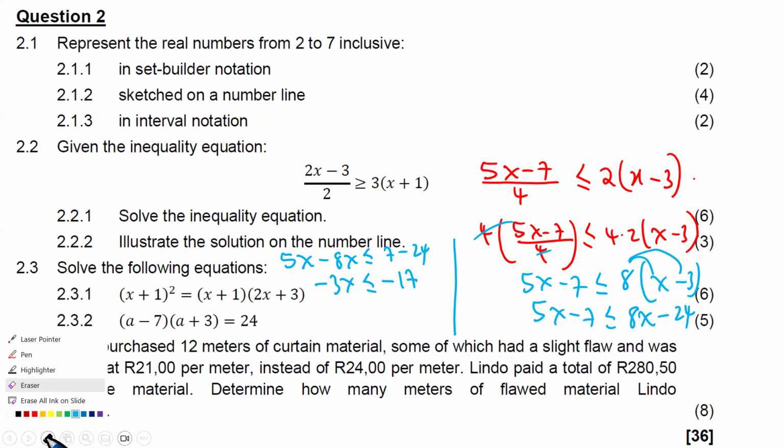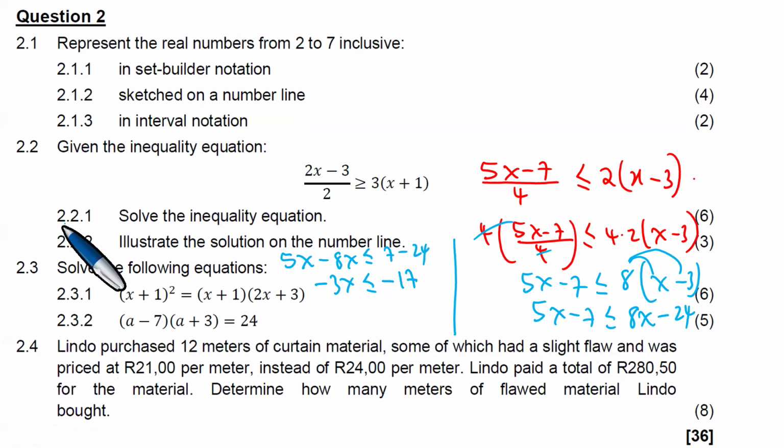So in other words, whenever we have the minus 3x and the minus 17, it is less or equal to. But when you divide by a negative number, then the inequality which was less than becomes greater than or equal to. And this gives us x is bigger or equal to 17 thirds.